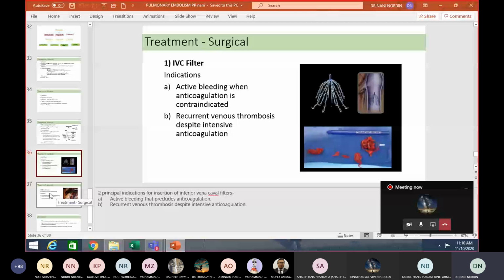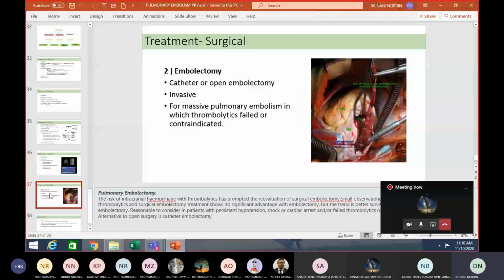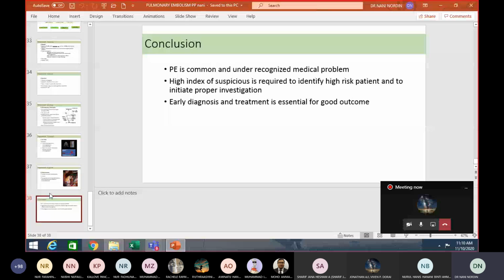Embolectomy, we say, is indicated for a large pulmonary embolism in which the thrombolytic measure doesn't work. So you want to go in. This one you want to save for last because it's an invasive procedure. So that's all. Any questions?